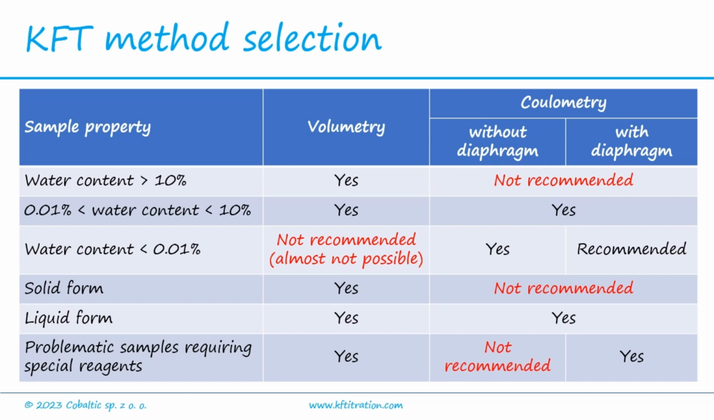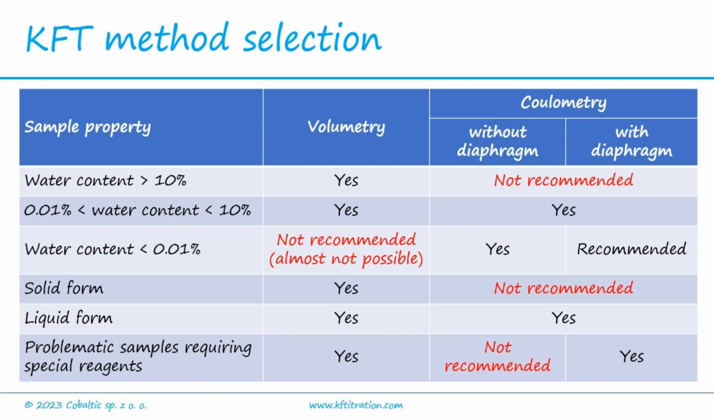Sometimes some problematic properties of the sample, like solubility or reactivity, do not force method modification, but only the use of special reagents. In volumetry, there are almost no limitations related to the special composition of reagents. However, in coulometry, it depends on the version of the generator electrode. In case of the electrode with diaphragm, there are no limitations on the special composition of reagents, with one exception, which I will explain later.